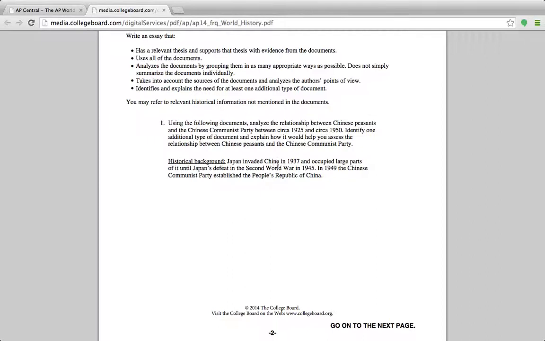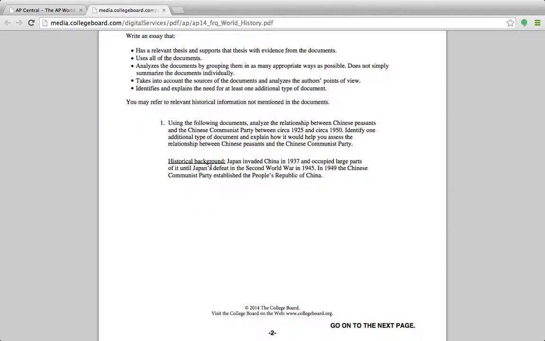Japan invaded China in 1937 and occupied large parts of it until Japan's defeat in the Second World War in 1945. In 1949, the Chinese Communist Party established the People's Republic of China. This knowledge here should provide you, after taking this course, the proper amount of content or context needed to answer the question after reading the documents.